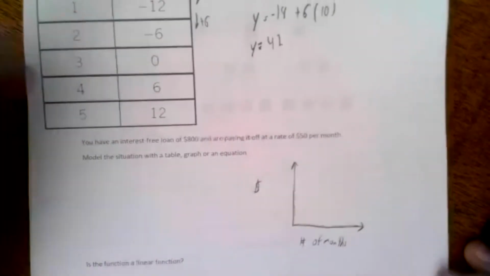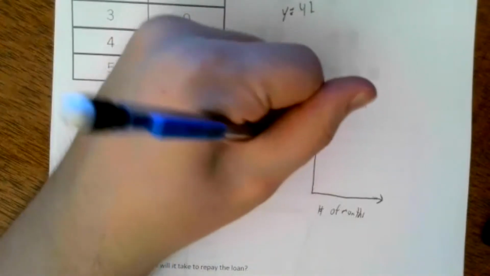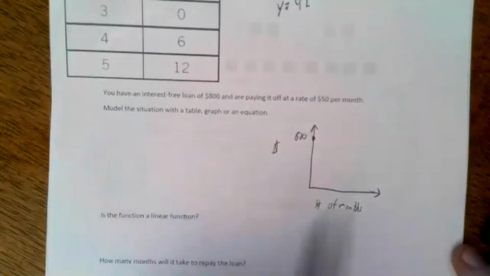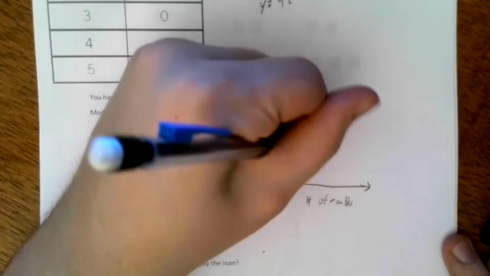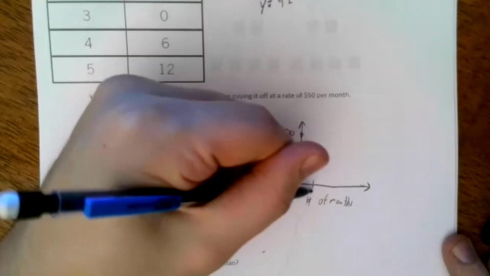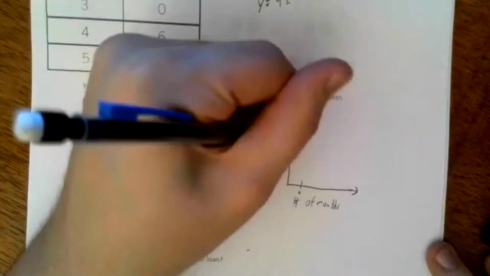So they're just the number of months, okay? I'm going to start with $800 that I owe, and I know that I'm paying it off at $50 per month. So I know that it's 800. If I go to 750, that's going to be my first month, because after I paid $50, I should have 750 left.